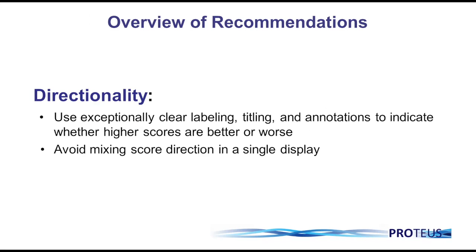One of the key issues to address in the presentation of PRO data is how to display variations in directionality. That is, how to aid interpretation when higher scores are better for some domains, such as physical function, but worse for other domains, such as pain. There are two general recommendations for addressing directionality. First, the graphic should include exceptionally clear labeling, titling, and annotations to help viewers understand whether higher scores are better or worse. Second, domains that differ in scoring directionality should be presented separately.